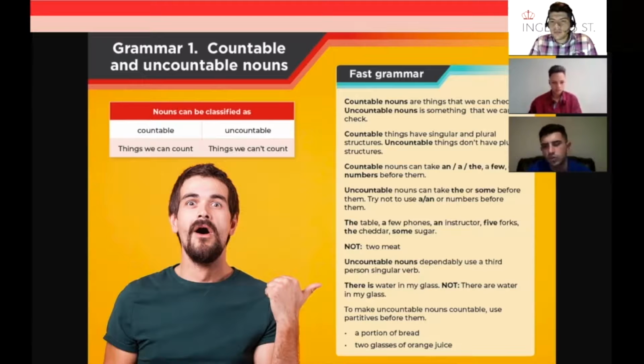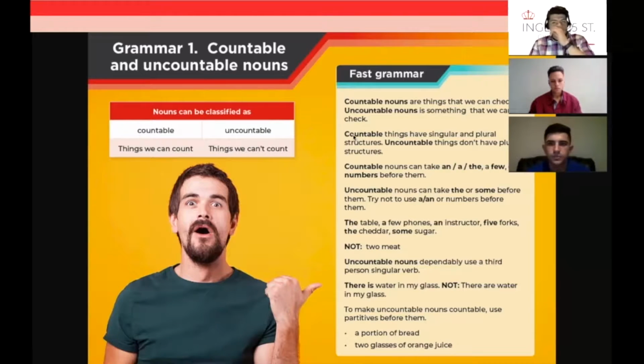Creo que sí, so, a little. Okay. So I'm going to explain really fast. In English, we have some words that can be counted and some words that cannot. This means that some words have a plural form and some others don't. And we have some rules regarding that matter. En general, countable means things that we can count, cosas que podemos contar, and uncountable is the opposite, es lo opuesto. Okay, so we're going to start reading the fast grammar.